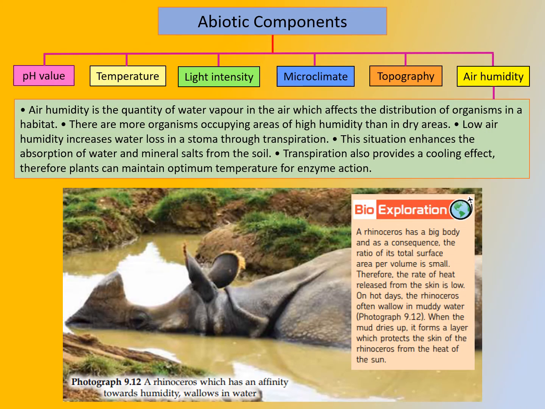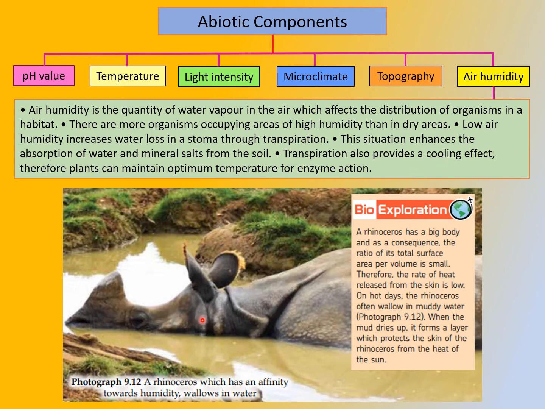Air humidity. Air humidity is the quantity of water vapor in the air which affects the distributions of organisms in the habitat. There are more organisms occupying areas of high humidity than in dry areas. Low air humidity increases the water loss in a stoma through transpirations. This situation enhances the absorption of water and mineral salt from the soils. Transpiration also provides a cooling effect, therefore plants can maintain optimum temperature for enzyme activity.